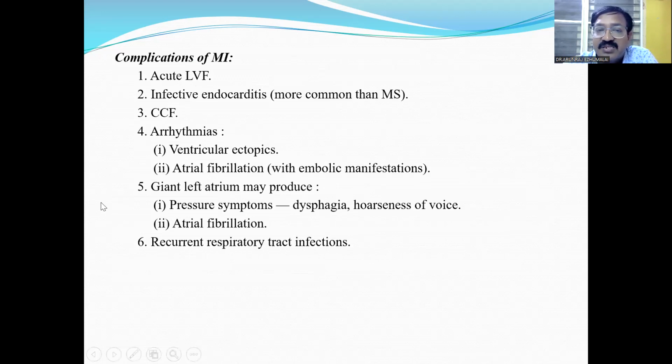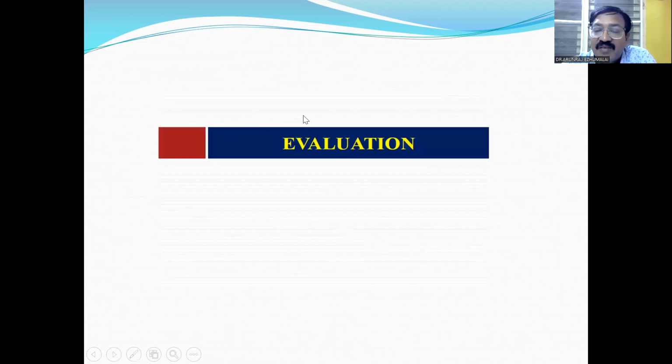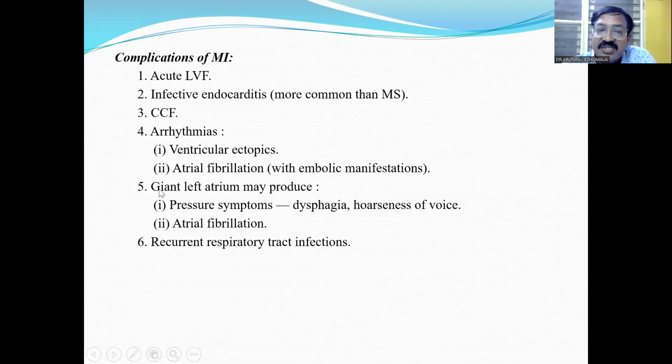So, what are the complications? The patient may have left ventricular failure, right ventricular failure, and so congestive cardiac failure, infective endocarditis, arrhythmia, ventricular ectopics, atrial fibrillation, pressure symptoms due to left atrial enlargement in MS, dysphagia, hoarseness of voice, and systemic embolism. These are the complications. So, in examination, you have to tell whether the patient has LVF, CCF, any features of infective endocarditis, any arrhythmia or whether the patient is in sinus rhythm, any lower respiratory infection, as well as any pressure symptoms like dysphagia.